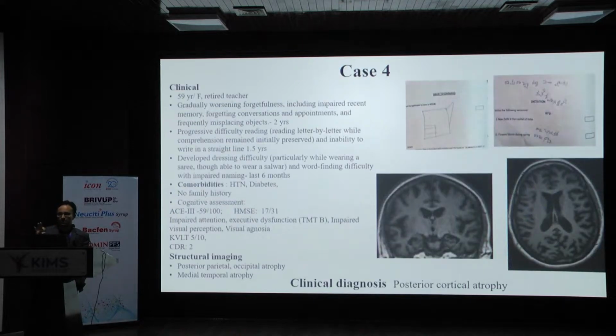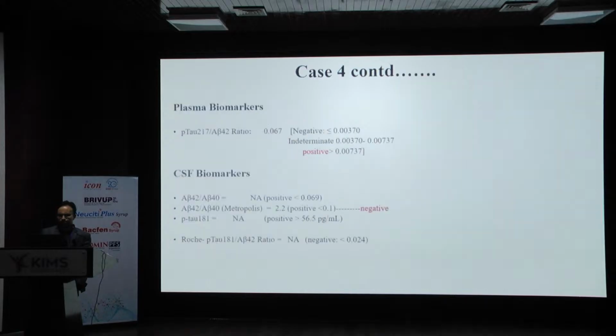Right. Case 4, this is my last case. Again, a very interesting case. A 59-year-old lady, a retired teacher, came with gradually worsening forgetfulness, impaired recent memory, forgetting conversations and appointments, frequently misplacing objects for the last 2 years. She had progressive difficulty reading. You heard from the previous presentation. To keep the long story short, it's a case of posterior cortical atrophy. And the structural imaging showed posterior parietal atrophy, occipital atrophy. There was some medial temporal lobe atrophy as well. All features suggestive of posterior cortical atrophy.